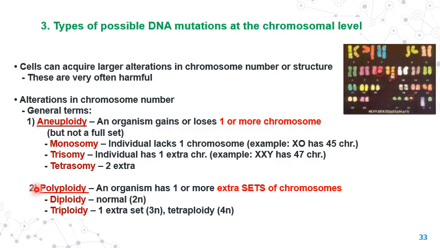Then you have this other form of big chromosome mutation that is called polyploidy. This means that instead of getting one extra chromosome here or one extra chromosome there, you get a whole set of extra chromosomes. So this is not viable for animals, but is very much viable for plants. And actually it's kind of useful for certain plants.